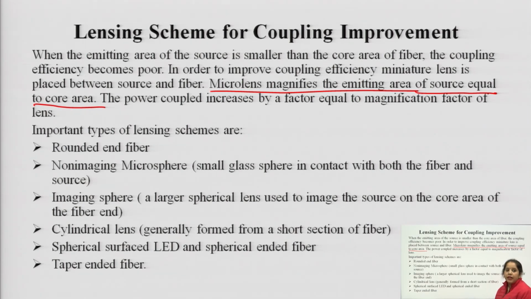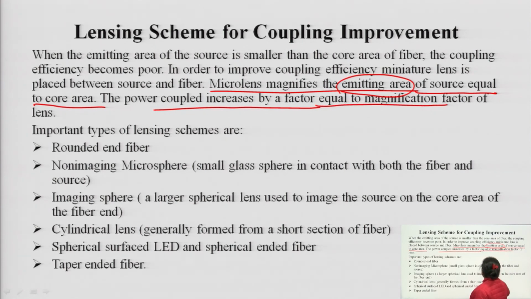In this particular lensing scheme, the microlens magnifies the emitting area of the source to equal the core area. What is the disadvantage of the laser? The emitting area radius is smaller as compared to the core radius. So now it gets magnified, and if the radius gets magnified, the emitting area increases, and when the emitting area increases, the power coupled increases, and that is equal to the magnification factor of the lens.